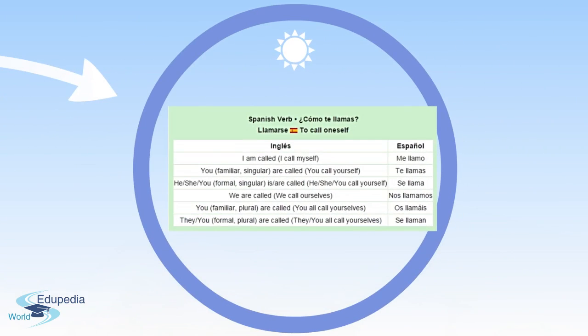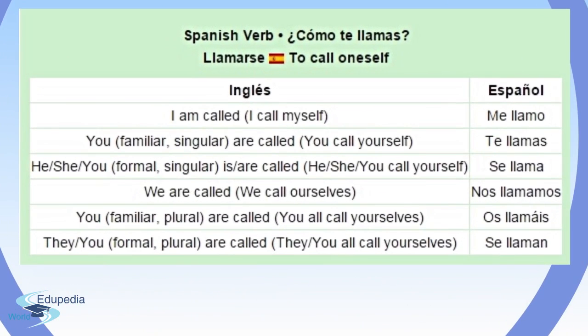So let's see this little table translating what llamarse would be literally in English. Me llamo would be I am called, or I call myself. That would actually be the right translation. Te llamas, you call yourself, or you are called. Se llama, he, she calls himself, herself. He, she is called. Also, you could use it as the formal you, usted se llama, you are called, or you call yourself.